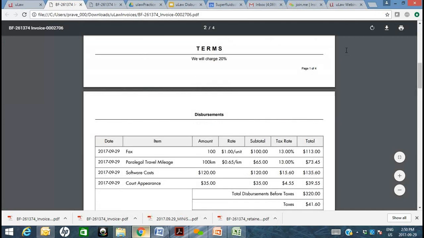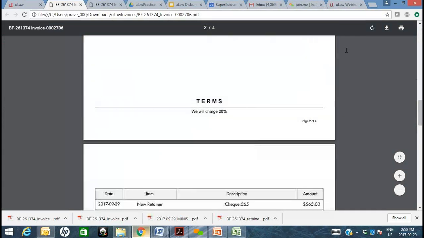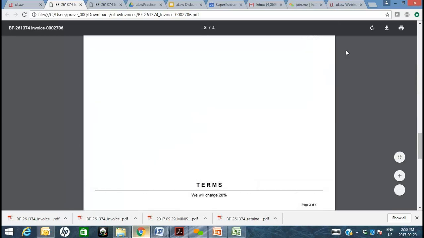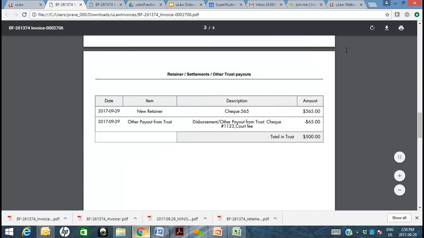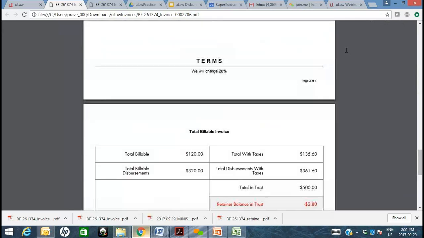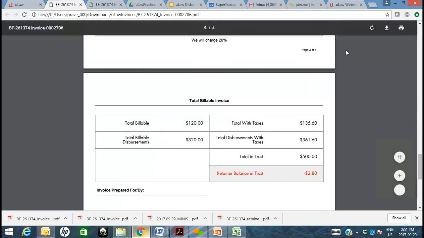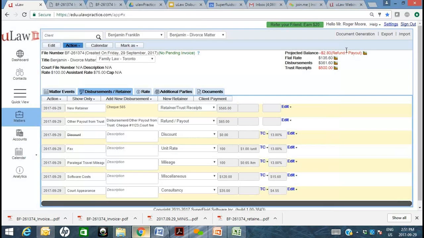So let's have a quick look at all the disbursements, making sure they look nice. The faxes, in total disbursements, was $361.60. It's obviously a running bill, so importantly enough, it has the $65 of the court fee. That was a disbursement right out of trust. That's reported in this invoice. Your client knows how his money was being used. And that's the retainer balance in trust. You sign it, you send it to your client.